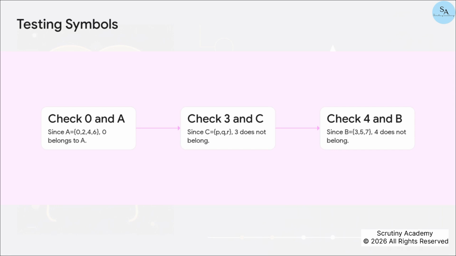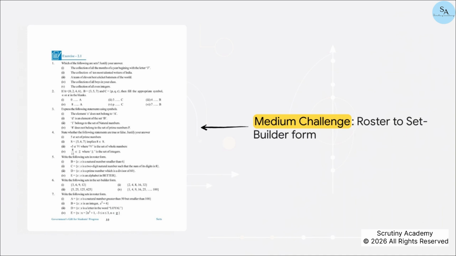Excellent work! Feeling good? Let's bump up the difficulty to medium. This is question 6. We are given a set in roster form, 3, 6, 9, 12. What we are asked to do is convert this into set builder form. To do this, we have to act like detectives. We need to find the hidden mathematical pattern or rule that governs these specific numbers, and then we have to define exactly where the pattern stops.